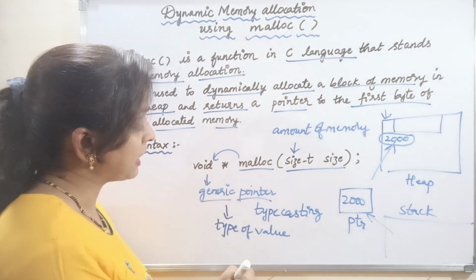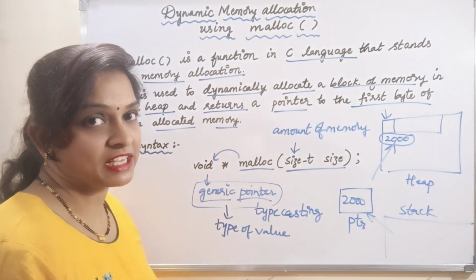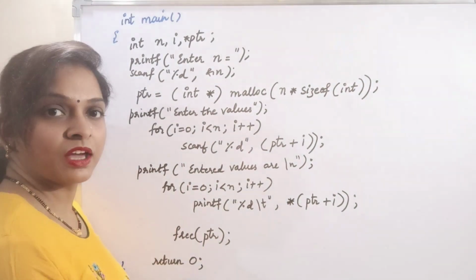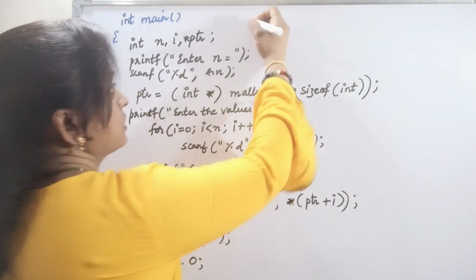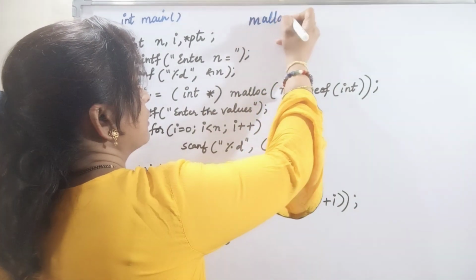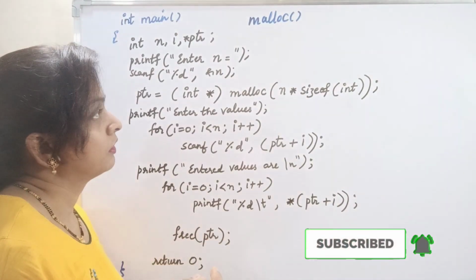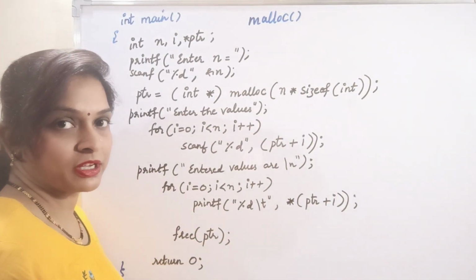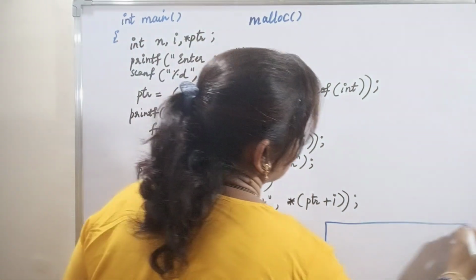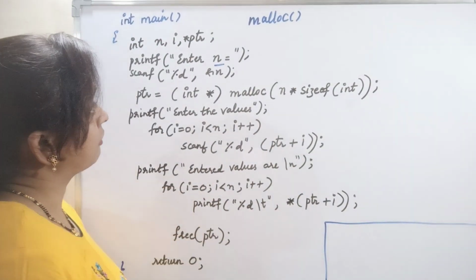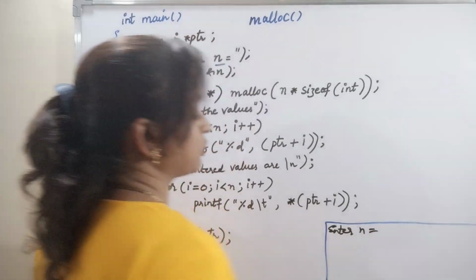How to typecast that, and how a generic pointer can point to the location, let us see with an example program. Here we have a very simple program to understand dynamic memory allocation using malloc. We just accept the number of values that we need to accept, that is the n value. In the output screen, we will get a message, enter n. So I have to accept how many values I need to store.